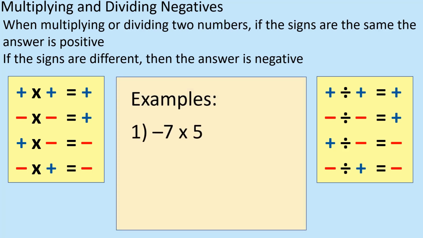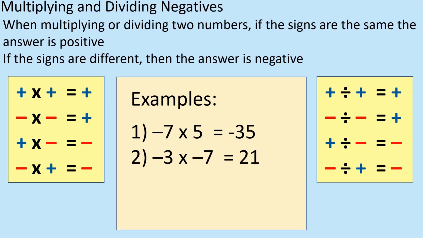So let's have a look at a couple of examples. Here, what's 7 times 5 first? Well, it's 35, but the signs are different. One's positive, one's negative, so it's going to be minus 35. If you've got a minus and a minus, these two signs are the same, so that means it's going to give me a positive answer. So 3 times 7 is 21, positive.